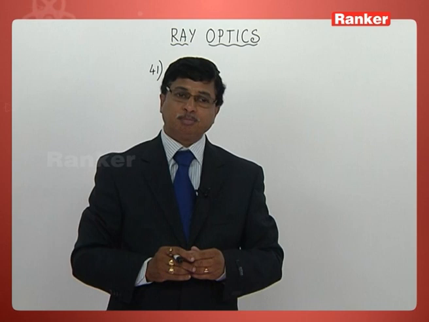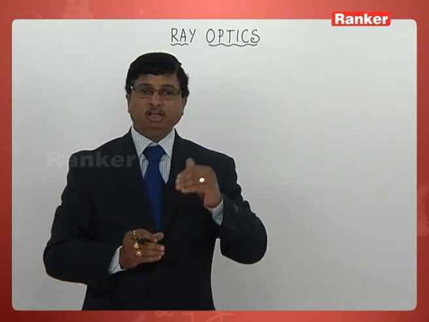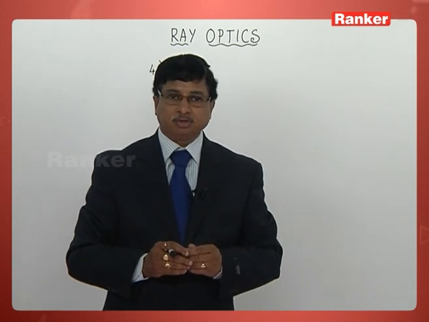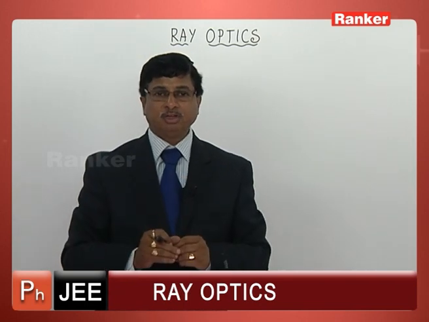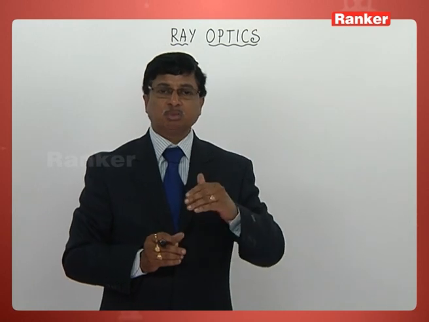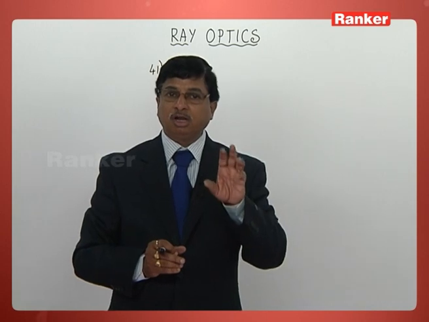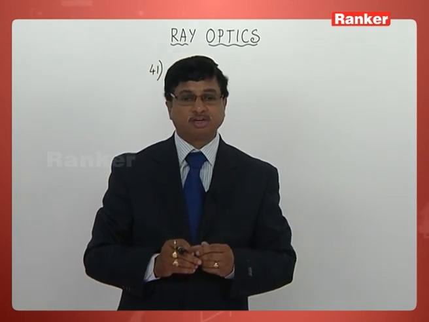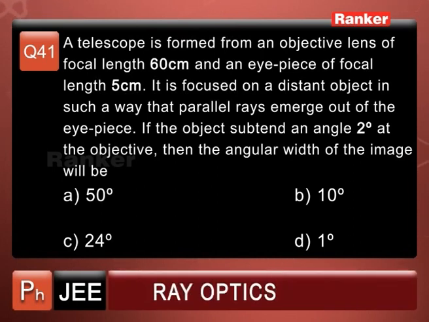What is the meaning of it? When rays are coming out parallel, where will these parallel rays meet? According to theory, we say that parallel rays will meet at infinity. That means the final image is going to be formed at infinity. That means once again one can say that this telescope is at normal adjustment. That is the point we have to understand. And another thing what he is giving, let us continue. It is focused on a distant object in such a way that parallel rays emerge out of the eyepiece.